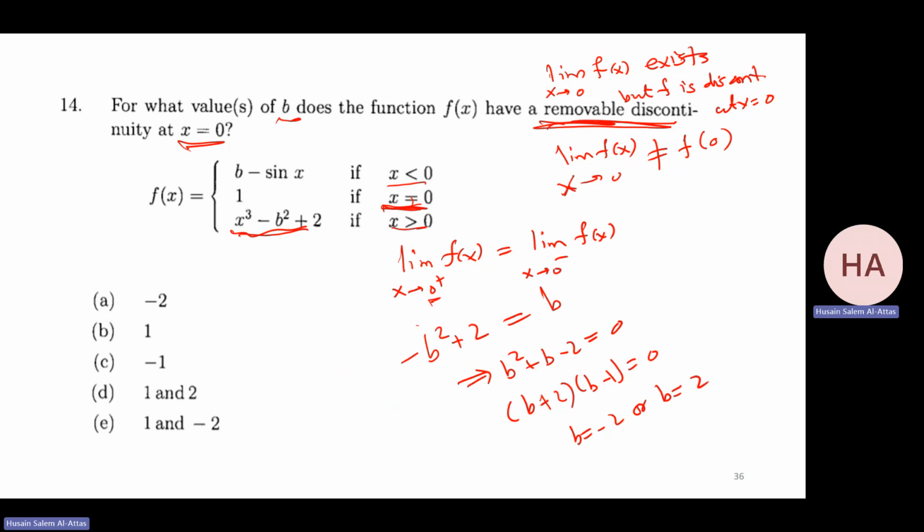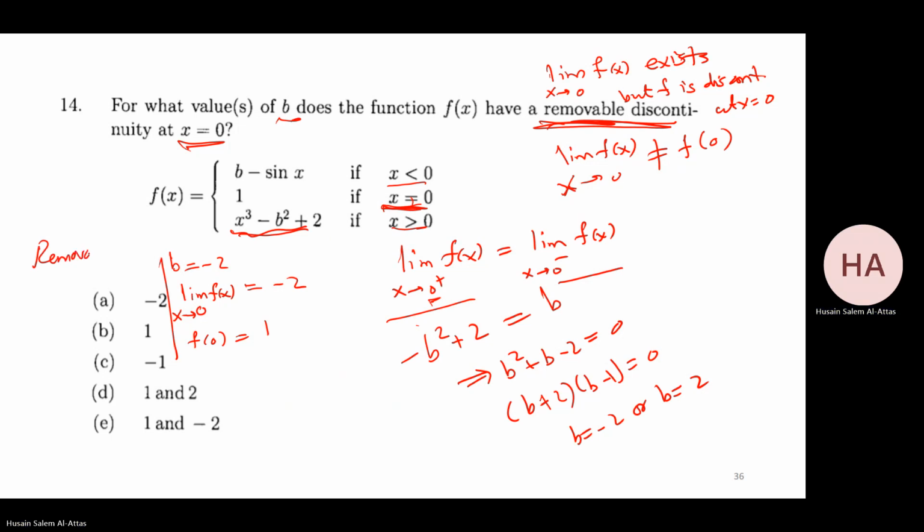So I have two cases. Let's just check when I have a discontinuity or when I don't have a discontinuity. So check b equals minus 2. What is the limit of f of x as x goes to 0? The limit, these two should be equal. So that will be equal to minus 2. What is f at 0? f at 0 equals 1. So in this case, we have a removable discontinuity because the limit exists, but is not equal to f at 0.